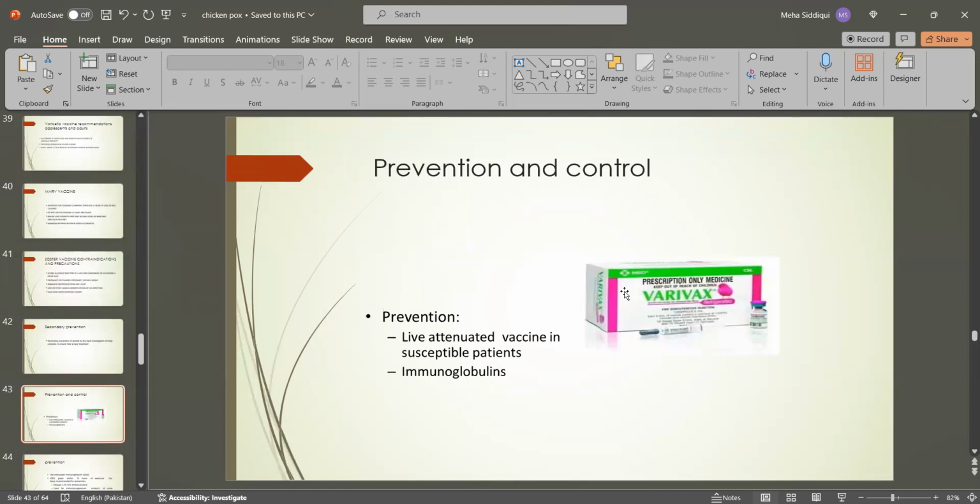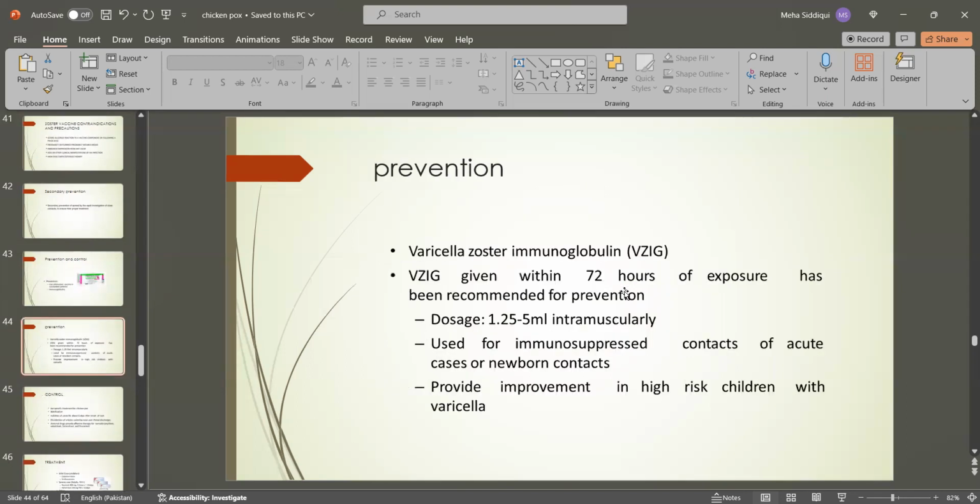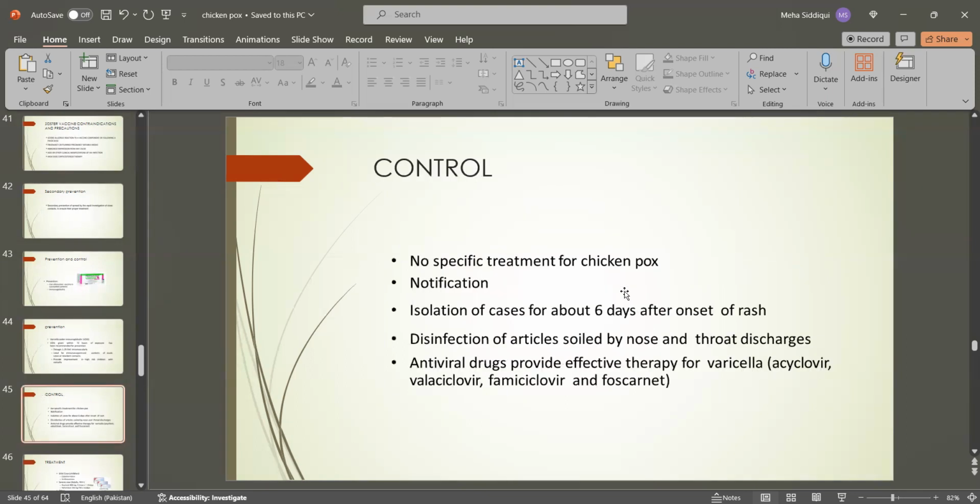Prevention and control: as we have already discussed the vaccines, another mode of prevention is immunoglobulins. Varicella zoster immunoglobulin, given within 72 hours of exposure, has been recommended for prevention. The dose is 1.25 to 5 ml intramuscularly. It is used for immunosuppressed contacts, acute cases or newborn contacts, and provides improvement in high-risk children with varicella.